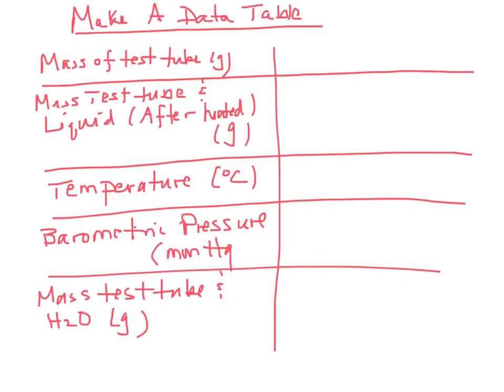And before you come to class, make yourself a data table. It should look something like this sample data table. We need the mass of the test tube. We need the mass of the test tube and the liquid after it's heated, right? We don't care before. We need the temperature of the boiling water bath. We need the barometric pressure. And we need the mass of the test tube and the water. And then the calculations are outlined pretty carefully in the handout.